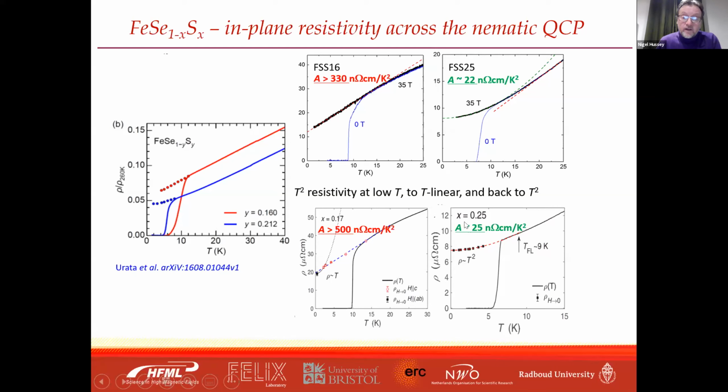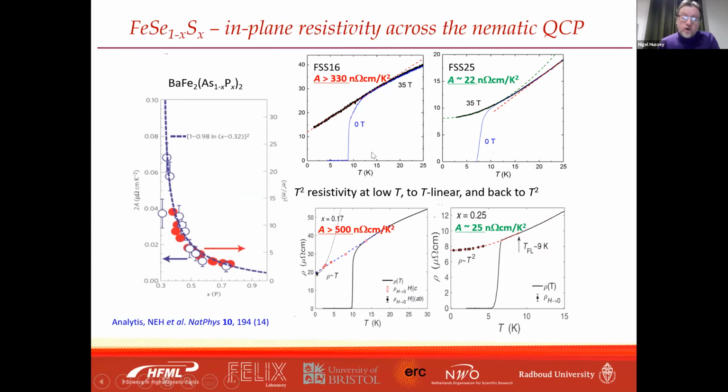This shows that there's at least a 15 or 20-fold increase in the coefficient over what is a rather narrow doping range as you approach the critical point. Compare that with what was seen in barium 122, where again it was beyond the spin density wave quantum critical point. Even over a wider range of pressure, the variation there is only of the order of 7 or 8. So it's a really significant variation in the coefficient.